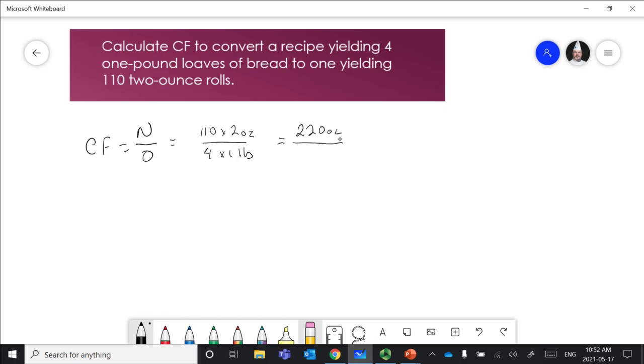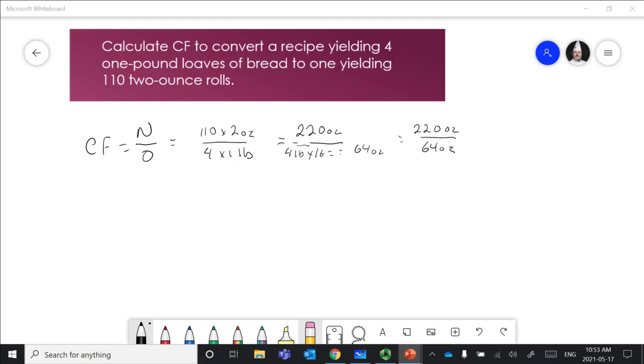Now we want the same size units because we can't have pounds on the bottom. So 4 times 1 gives us 4 pounds. 4 pounds times 16 ounces in a pound, 4 times 16, gives us 64 ounces. So our original recipe made 64 ounces of dough. We split it into 4 1-pound loaves, but it made 64 ounces of dough. We want to take that same dough and change the recipe so we get 220 ounces of dough so that we can make our 110 2-ounce rolls.